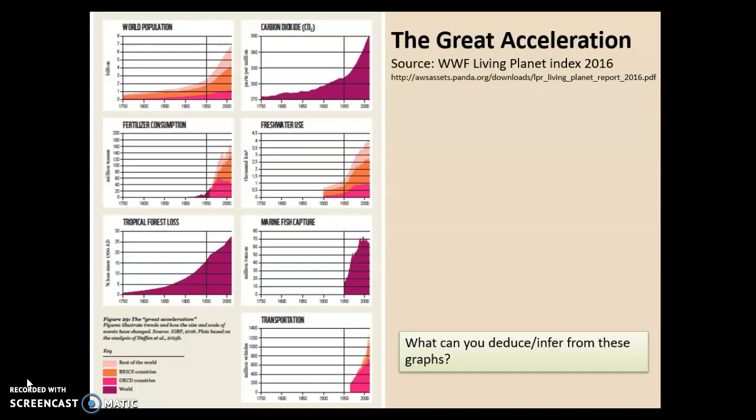And then you've got marine fish capture, which obviously you didn't really have much data for prior to 1950, so there's not a lot of info there. But it is, again, a great acceleration. And the final one is transportation. So I think really the general picture they're trying to get at here is an idea of unsustainable growth and use of resources, that in most sectors of consumption, we've got to a point that looks like it's pretty unsustainable, to be fair.